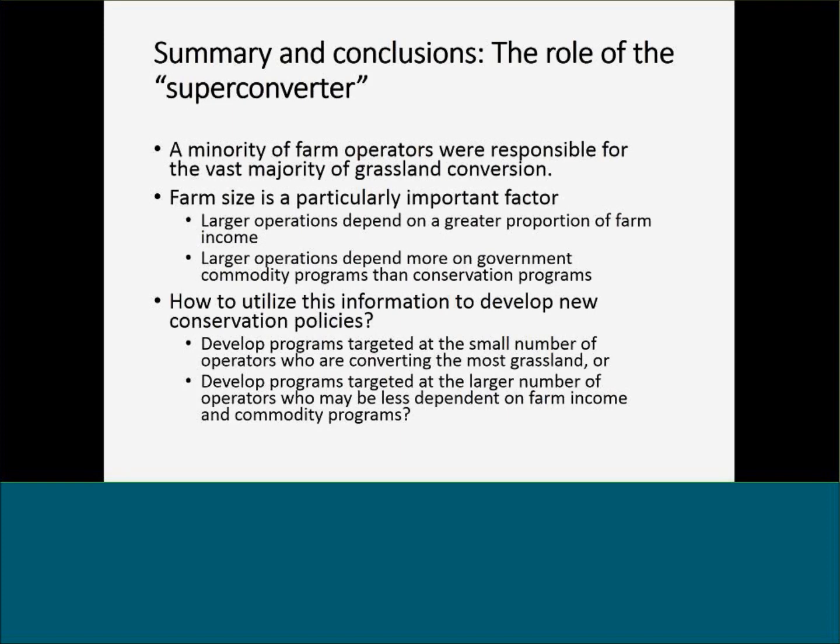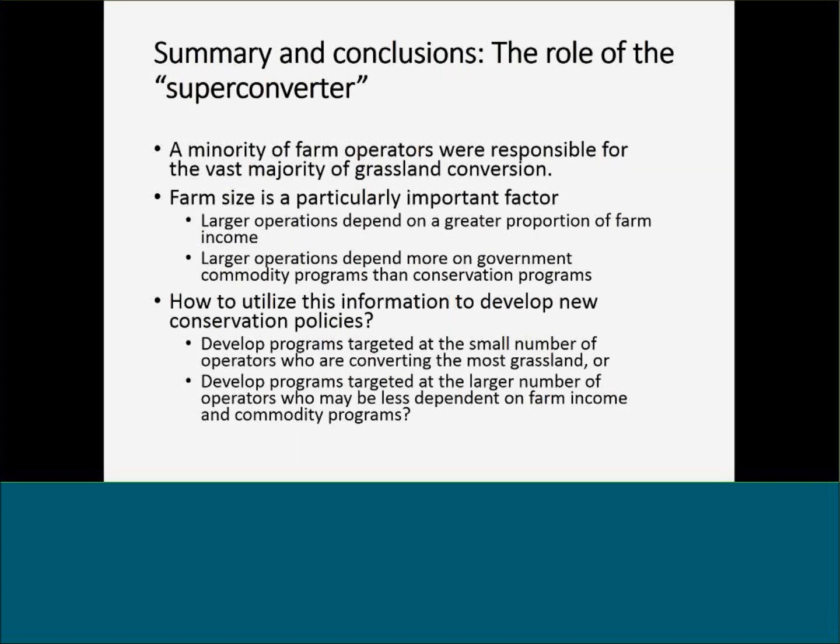And, I don't really have an answer here, but I think some of this information can maybe help us to frame questions about conservation policies a little bit more clearly. How do we utilize this information? One angle that you could take would be, okay, if it's really a relatively small number of operators who are doing the majority of conversion, maybe we can target new policies or incentives and direct them to this small group of operators, and they may be more effective.